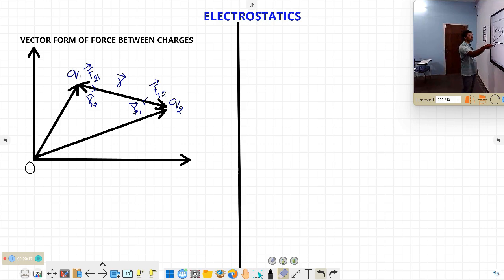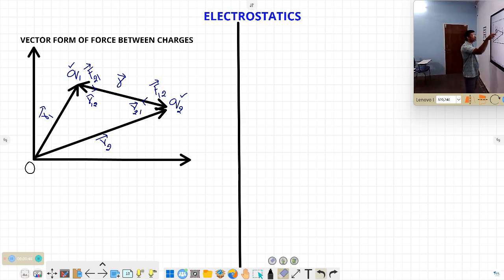So here I have chosen a coordinate system and two charges, one is q1, the second one is q2. Both are at different positions. According to the coordinate system, I have taken the vectors. The position of q1 is the r1 vector, and the position of q2 is the r2 vector. Because, according to vectors, you know that the position of charges is explained by position vectors. r1, r2 are the position vectors here.